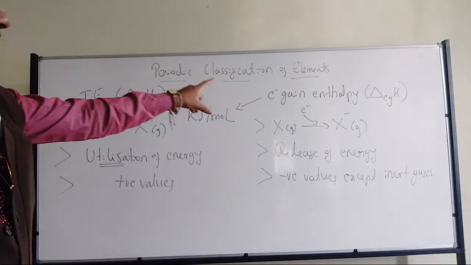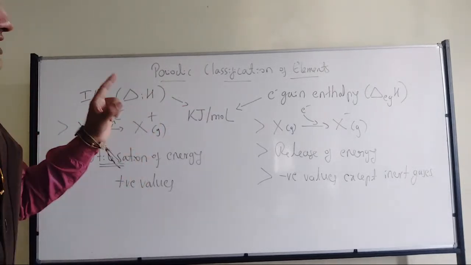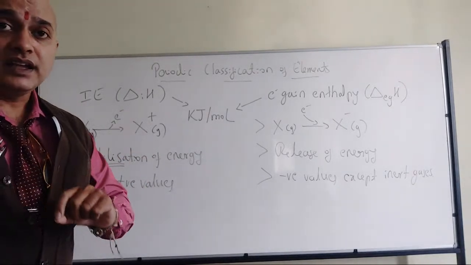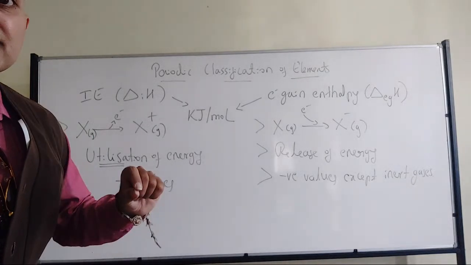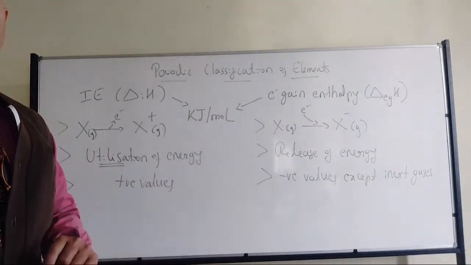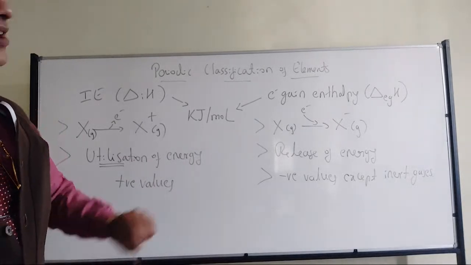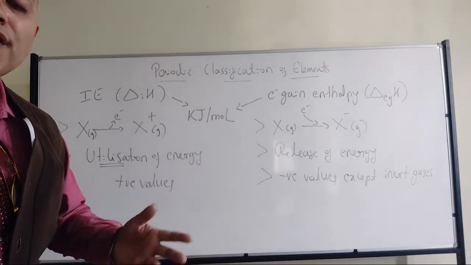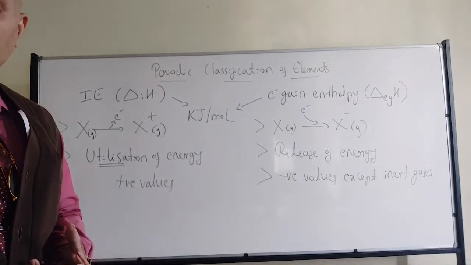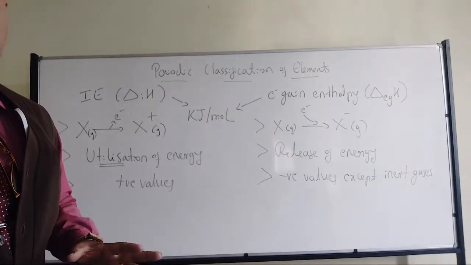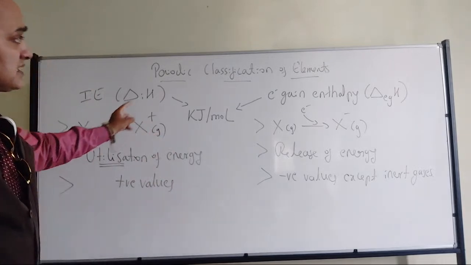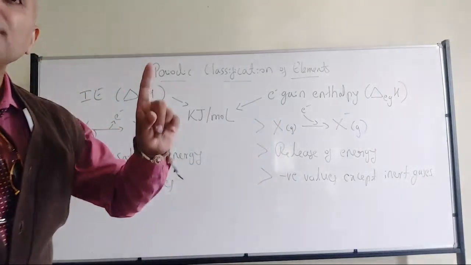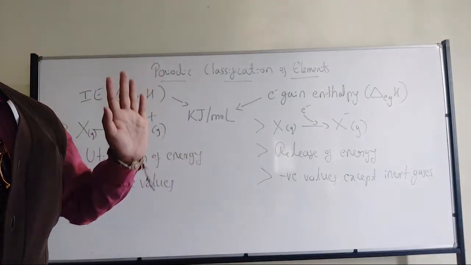When it comes to electron gain enthalpy, it is the change in the enthalpy when a neutral element in its ground state is added with an electron, or it is the amount of energy released when a neutral atom takes up the electron. Here energy is utilized, here energy is released. But for inert gases, we have to apply energy to add the electron.